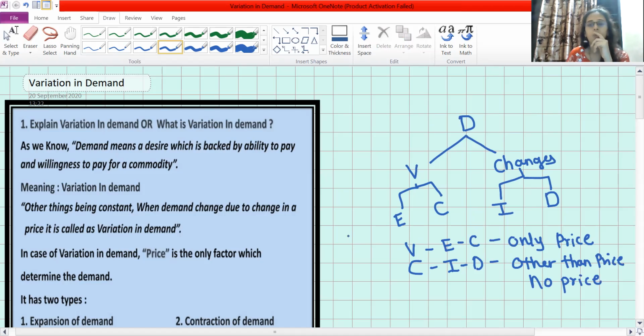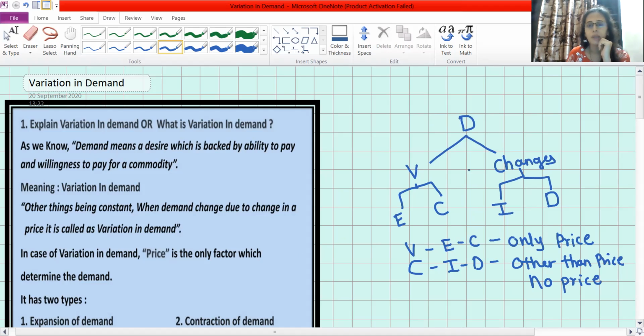Okay, now see what I have written. VEC. V stands for variation, E stands for expansion, and C stands for contraction. When they ask about variation, there are two types. One is expansion. Expansion means quantity expands. Quantity expands means price falls, so we react and go and purchase more. So quantity demanded expands due to a fall in price, and contraction of demand means quantity demanded contracts, reduces, when price increases. Okay, so these are two concepts.